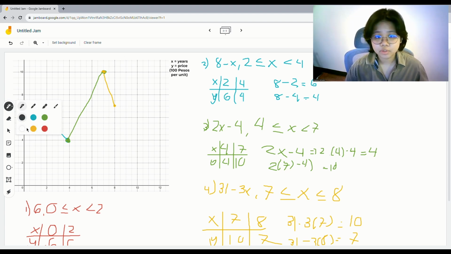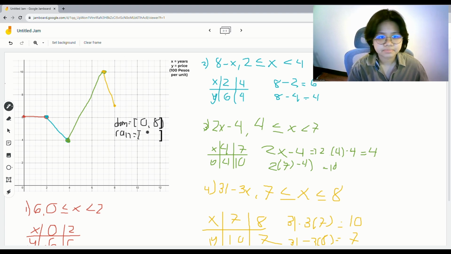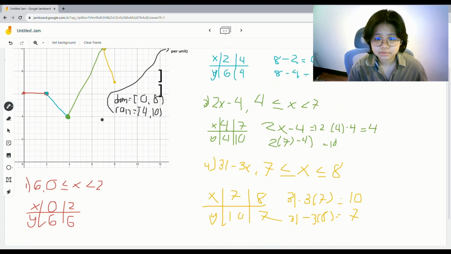As we can observe, our domain ranges from 0 to 8, which makes our domain closed interval 0 and 8. As for our range, we can see that it is from 4 to 10, which makes our range closed interval 4 to 10. As I have said in the beginning, we are trying to find the range of the cure prices in pesos. Now that we have a range, 4 to 10, we can conclude that the cure prices range from 400 to 1,000 pesos, considering that the units are priced at 100 per unit.